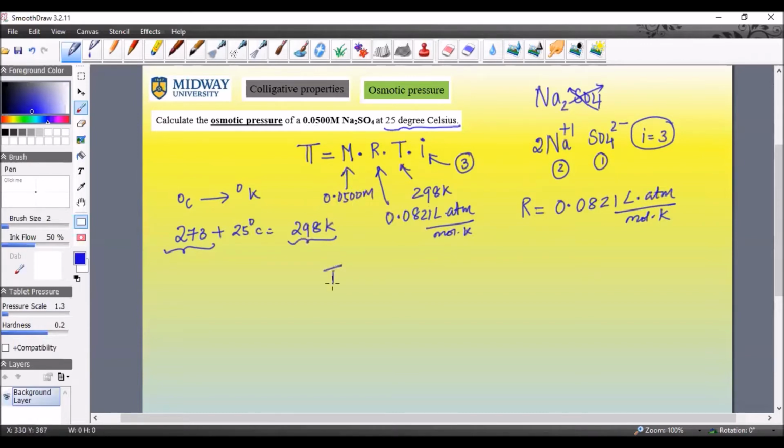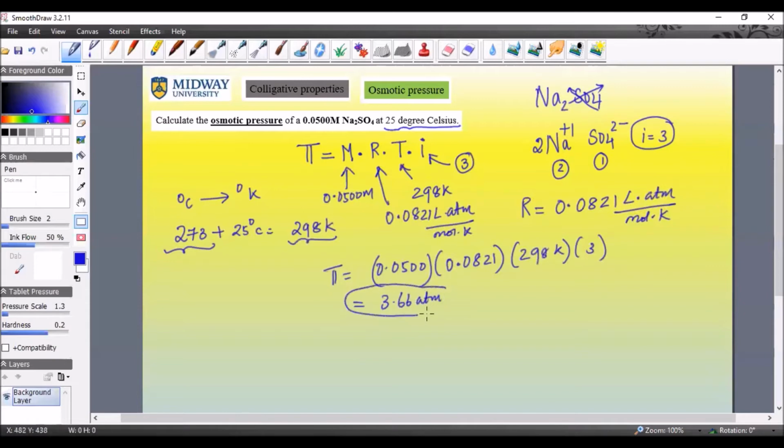So all we have to do now is plug it in. So it's 0.0500 times R, which is 0.0821, times T, which is 298 Kelvin, times i, which is 3. So you put all that together, you will get the final answer. So the osmotic pressure is 3.66 atm. How do I know it's atm? Because atm is in here.